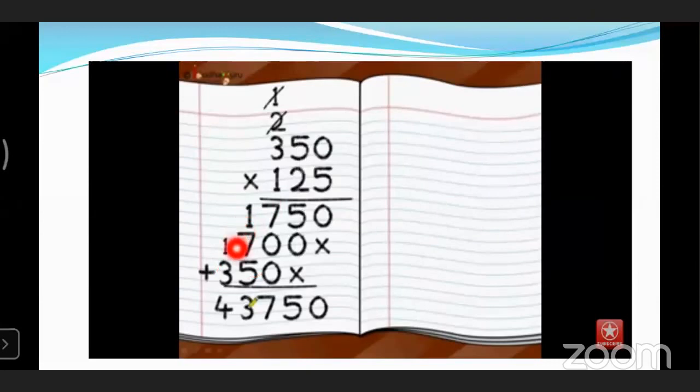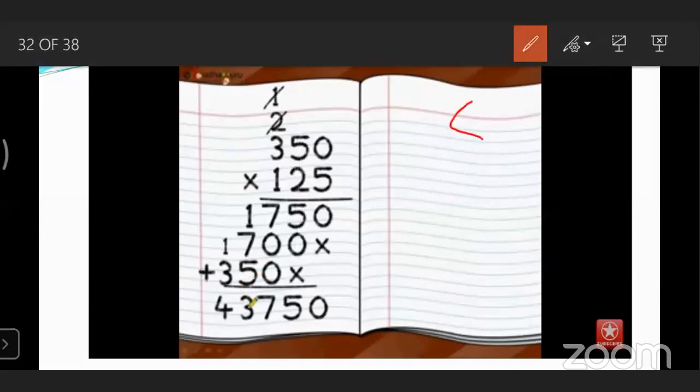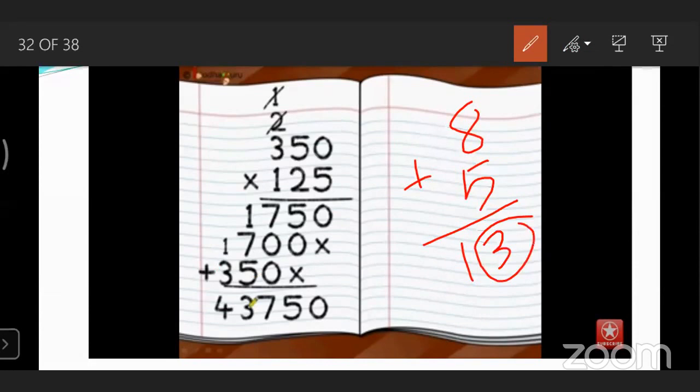1 plus 7 plus 5. What will be the addition? 1 plus 7 is 8. 8 plus 5 is 13. Yes, very good. 8 plus 5 is 13, right? So we have written 3 in the unit place here and this 1 here as carry.